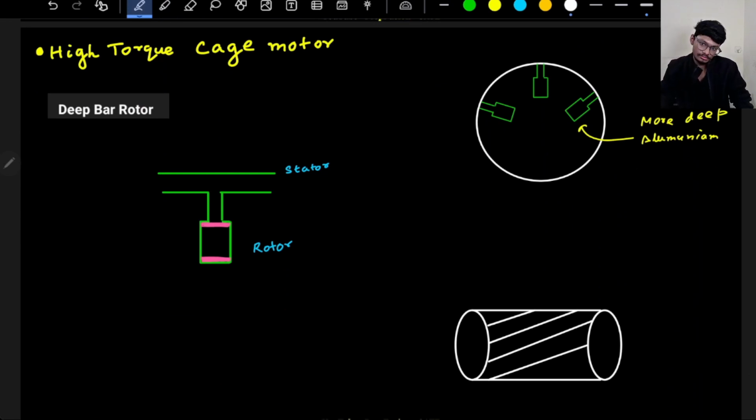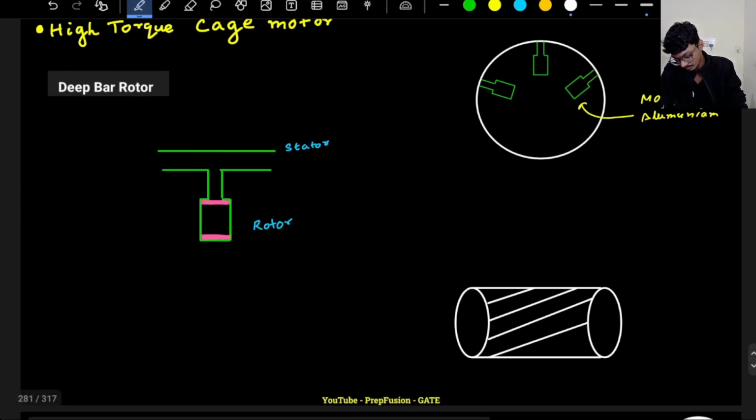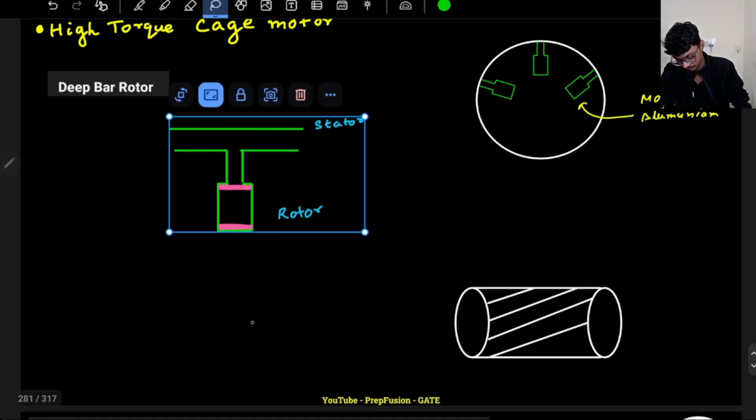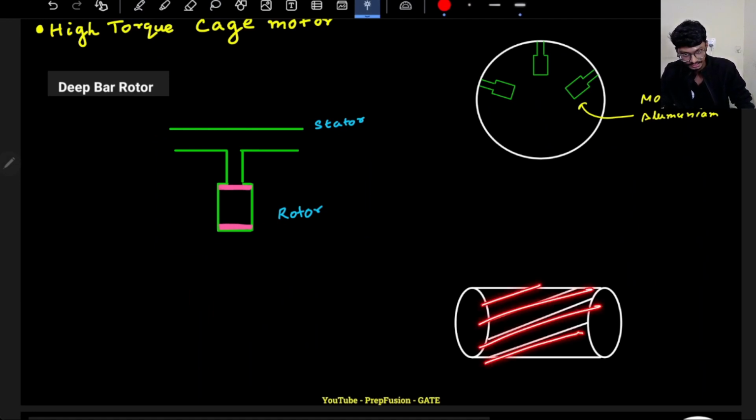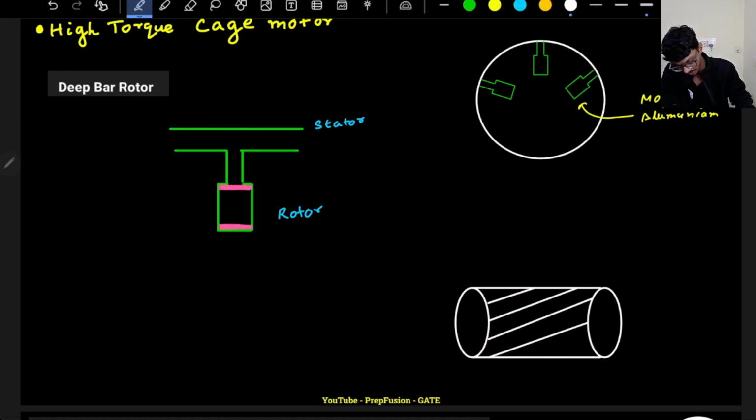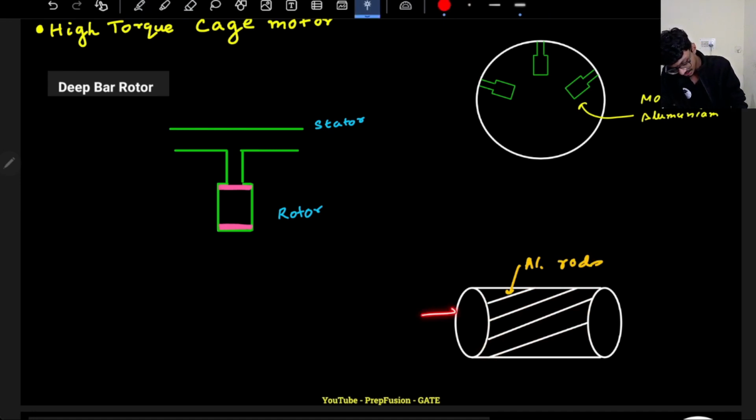For the deep bar rotor, there are two types. Deep bar basically means these cages, like small rods, aluminum rods. These are all aluminum rods. If I'm watching from this side, I will see these rods come here. So I will make these rods more deeper.